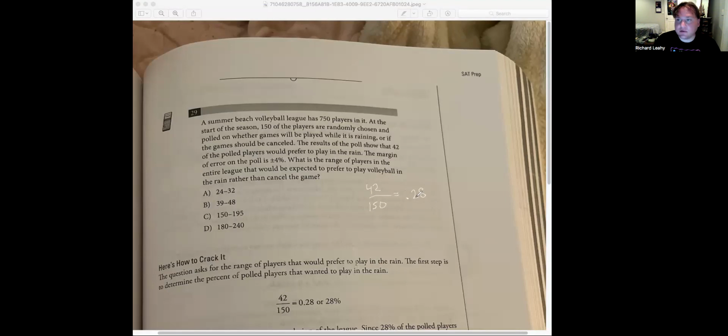Now I'm going to extrapolate. Extrapolate means to take a small piece of data based on a small survey and make a conclusion about everybody. So I'm going to take 28%, which is 0.28, and I'm going to multiply it by all the players in the league, the 750.